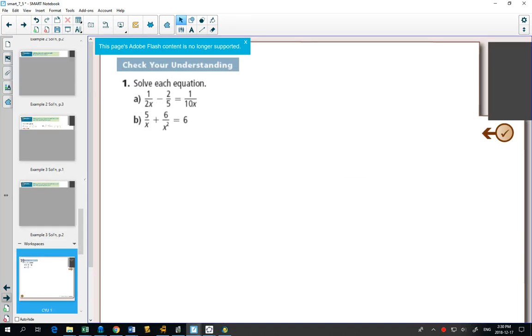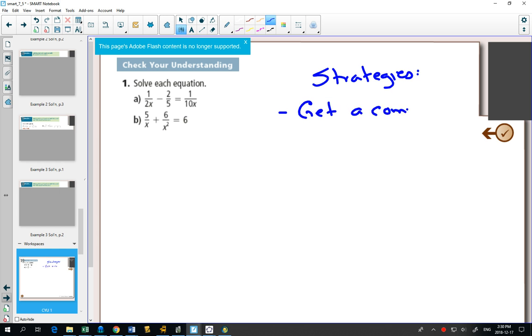We have some x's in fractions. Some strategies that we are going to use. Strategies. Get a common denominator. Because that's what you do when you add and subtract fractions. If you get a common denominator in a rational equation, then you can multiply to get rid of the fractions. So get a common denominator.